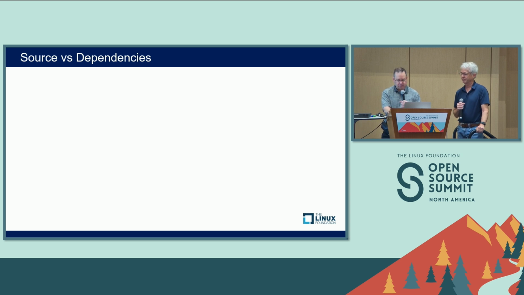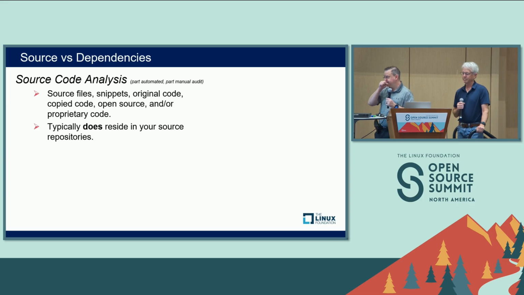So a little bit more about source versus dependencies. Source code analysis, where we're using the tool Fossology, is partly automated, partly a manual process. I won't get into the details of that right now, but feel free to ask me later. We look at source files, snippets, code, wherever the code comes from. And of course, at the Linux Foundation, these are all open source projects. These are typically, virtually always, in your repository, say in your GitHub repo.